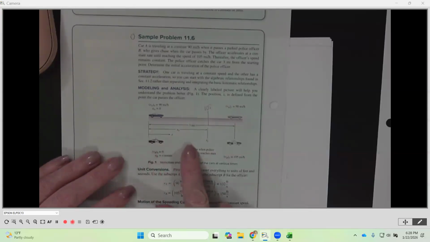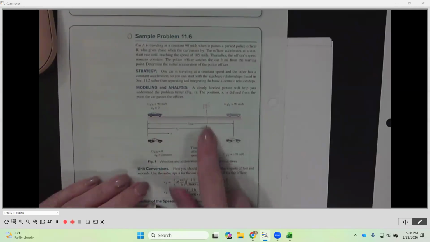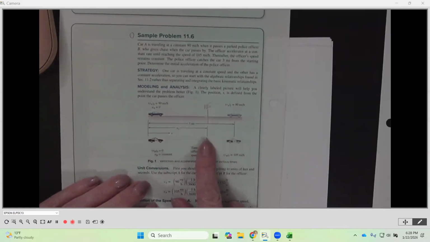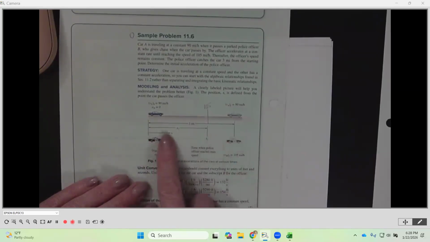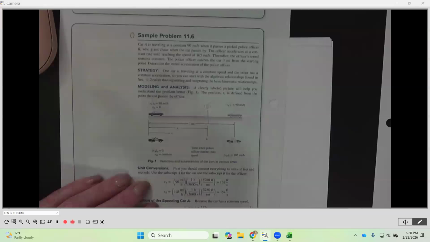As we look here, the police car has two phases, a part 1 and a part 2. Remember, the police car is going to speed up, speed up, speed up, so it has a constant acceleration until it gets to 105 miles per hour. Once it gets to 105 miles per hour, it goes at a steady rate. They reference the first distance, to where the police officer gets to 105, as X1 for that car, and T1 for when that happens.